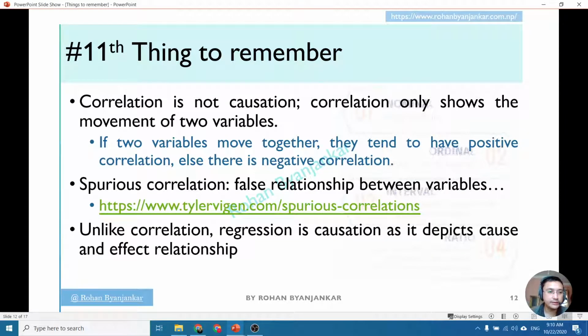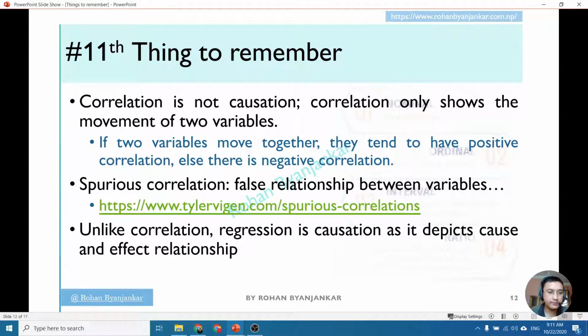The 11th thing is correlation is not causation. Correlation only shows the movement of two variables. If two variables move together, they tend to have positive correlation, else there is negative correlation, such as price and demand is said to have a negative correlation because as price increases, demand falls. But price and supply is likely to have a positive correlation because as price increases, the suppliers will be attracted to supply more goods as their profit rises, so they tend to have a positive correlation.